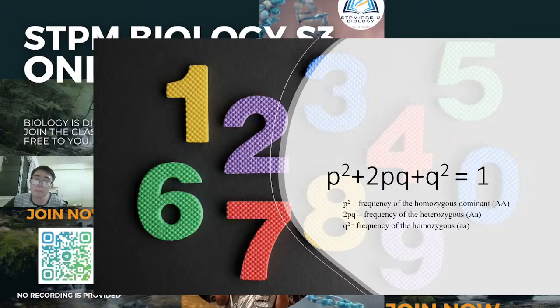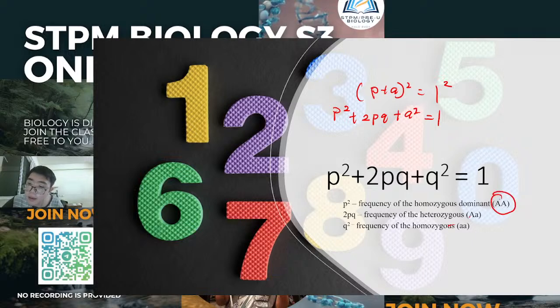So another equation is p square plus 2pq plus q square equals 1. How it comes about is that you square the previous equation, and then you get p square plus 2pq plus q square equals 1. p square is the frequency of homozygous dominant. q square is homozygous recessive, the small a one. And 2pq is the frequency of heterozygous, the hybrid one.